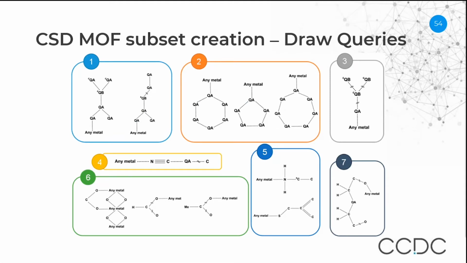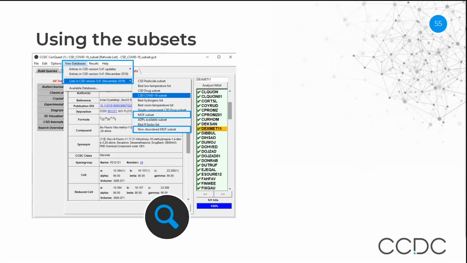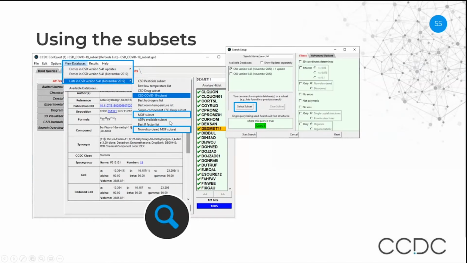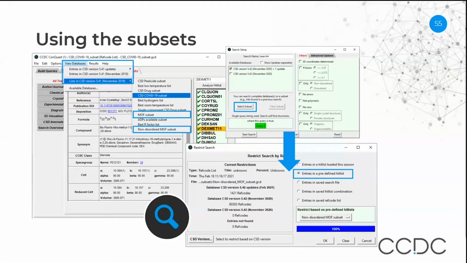There are now 2 MOF subsets available to use in ConQuest, and you can either view these directly by going to View Databases, or you can select subset to filter your results to a predefined hit list in the Search Setup tab. So select subset and then entries in a predefined hit list. Our MOF subset is also available through our CSD Python API, and that allows programmatic access and also enables you to change the definition of a MOF if you want to change the script.